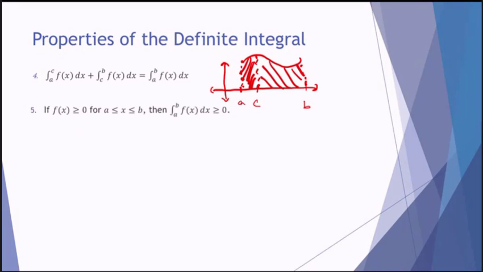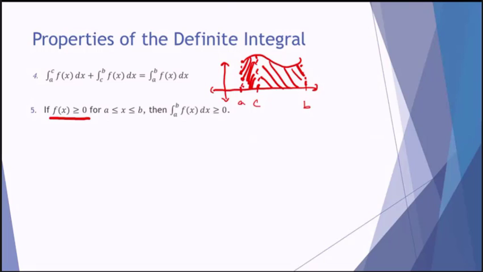Another one says that if f of x is greater than or equal to 0 for a less than or equal to x less than or equal to b, then the integral from a to b on f of x dx is greater than or equal to 0. Great. Again, not necessarily obvious when you're reading it in mathematical language, but based on what we've talked about, it makes sense. F of x greater than or equal to 0 means your function is positive. In other words, it's above the x-axis if you're discussing graphs. So between a and b, your function is above the x-axis.